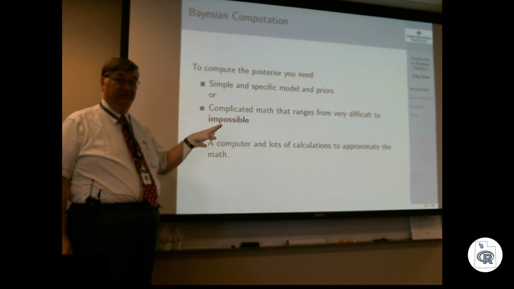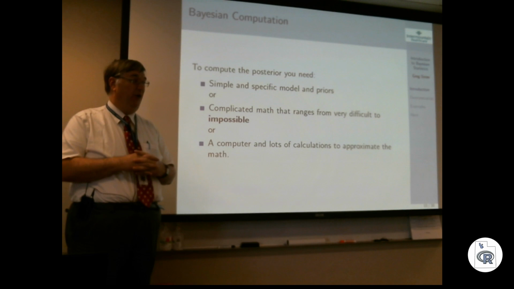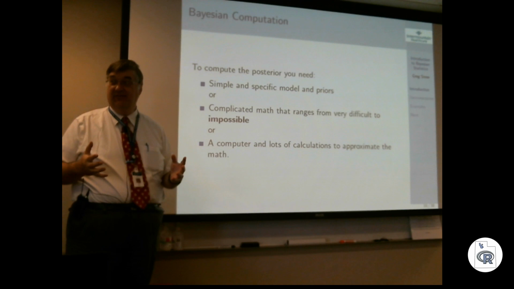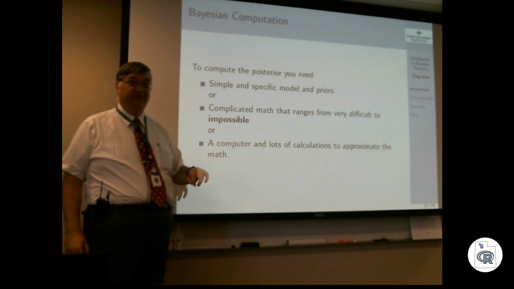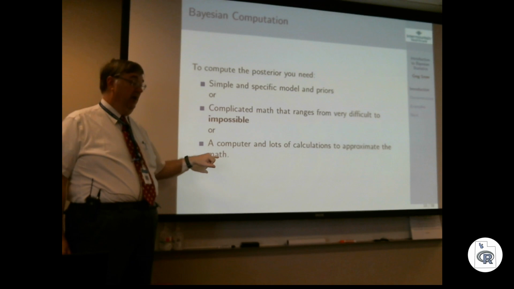Some of these things would involve integrating the normal distribution over an arbitrary range, which if anybody figures out how to do that, that's probably worth a PhD in math, because nobody's figured it out yet. And what has really made Bayesian statistics take off in the last couple decades is that a computer and a lot of calculations can approximate the math. And so now that we have fast computers, we can do this approach here.